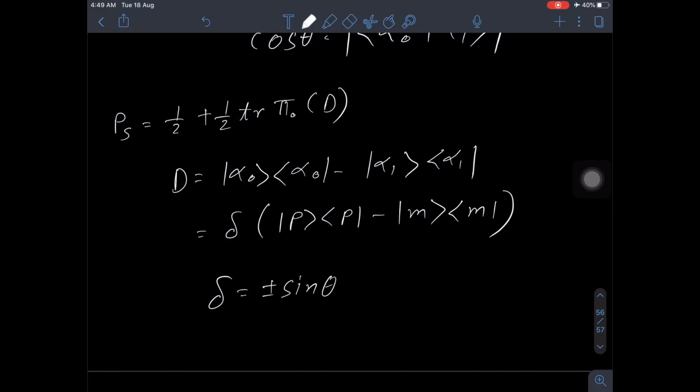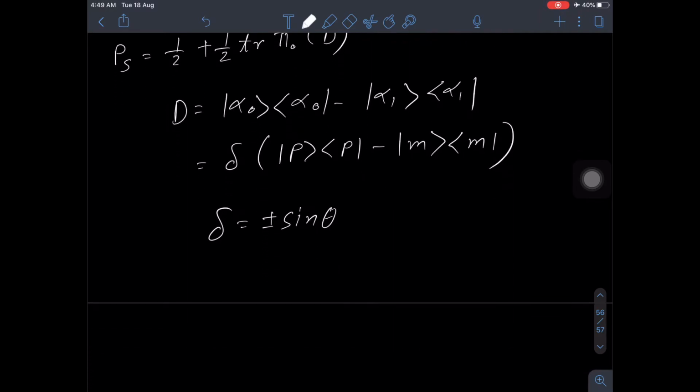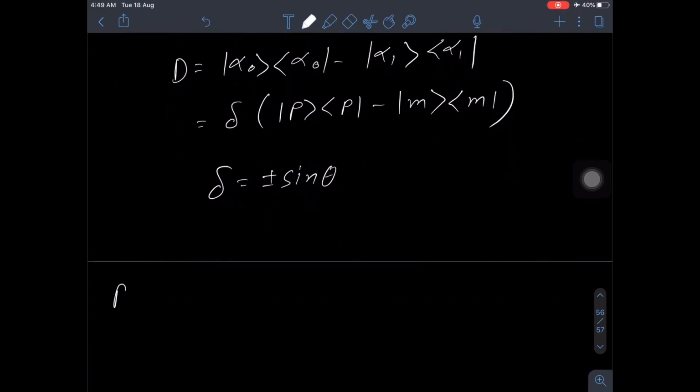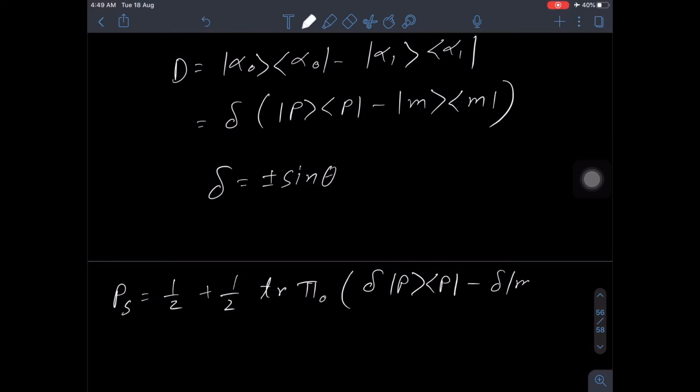All right, so let's plug this expression back into PS, the success probability. Then PS is nothing but half plus half trace of pi 0, and then you have delta pp minus delta mm.